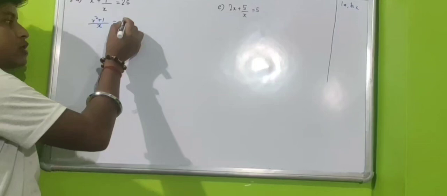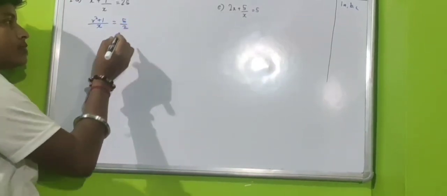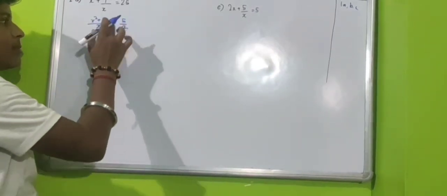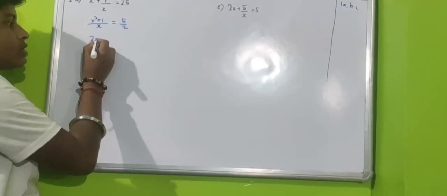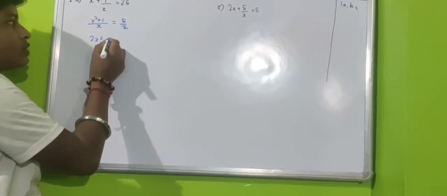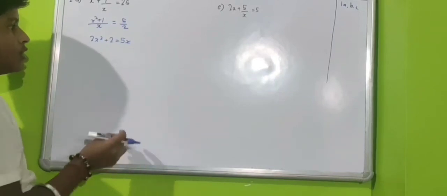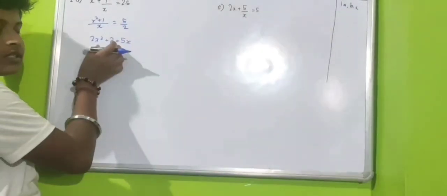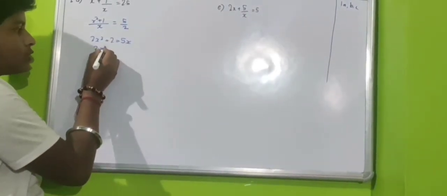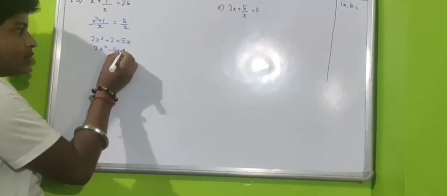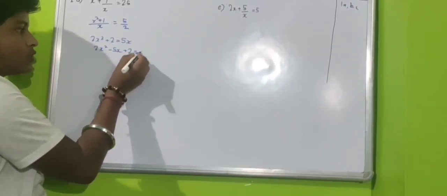Here 2.5 can also be written as 5 by 2. Cross multiply: 2x square plus 2 is equal to 5x. Send this 5x to this side. 2x square minus 5x plus 2 is equal to 0.